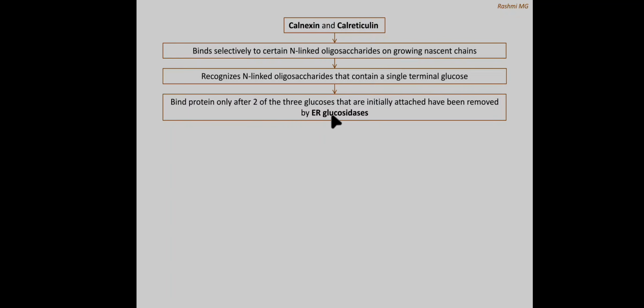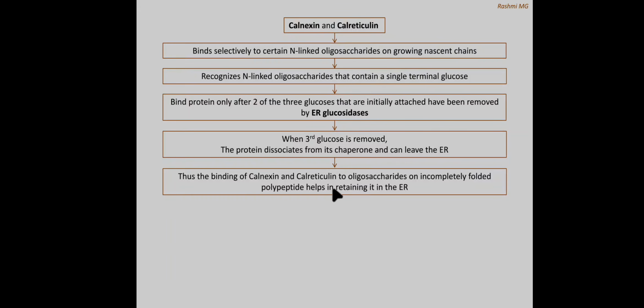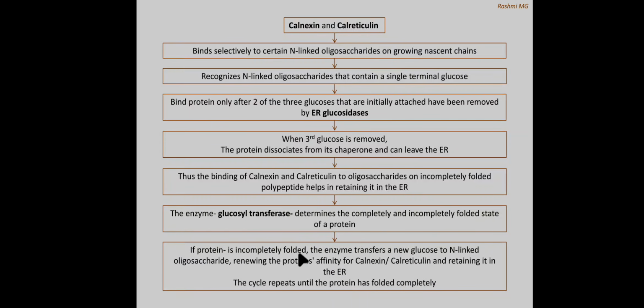The 2 glucoses are removed with the help of ER glucosidase, and then the third glucose is removed. The binding of calnexin and calreticulin to the oligosaccharide on an incompletely folded polypeptide helps in retaining it in the ER, and the enzyme glucosyl transferase determines the completely or incompletely folded state of the protein. If the protein is incompletely folded, the enzyme transfers a new glucose to the N-linked oligosaccharide. The cycle repeats until the protein has folded completely.